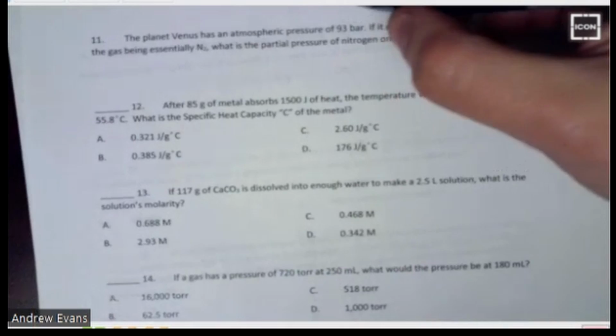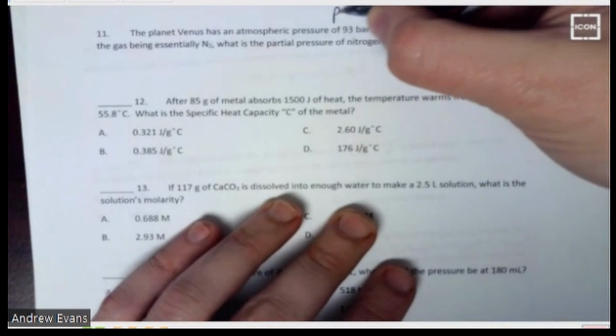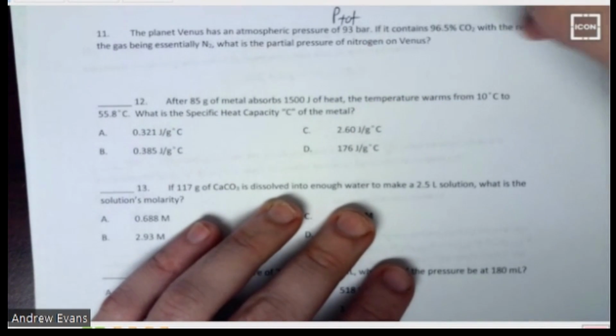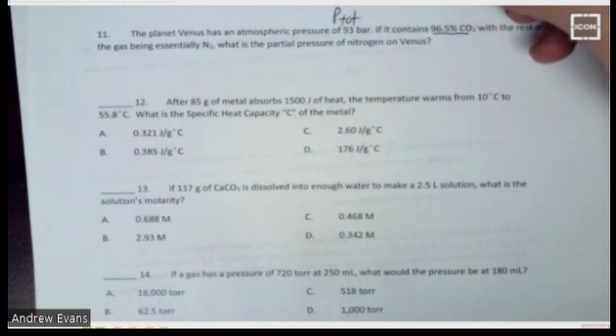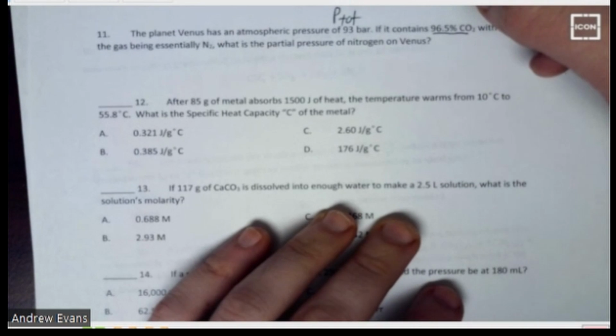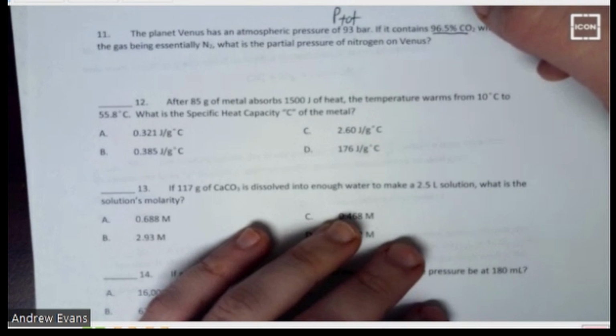Planet Venus has an atmosphere of 93 bars. So P total of 93 bars contains 96.5% CO2. What is the rest of the gas? With the rest of the gas being essentially N2. What's the partial pressure of nitrogen on Venus?